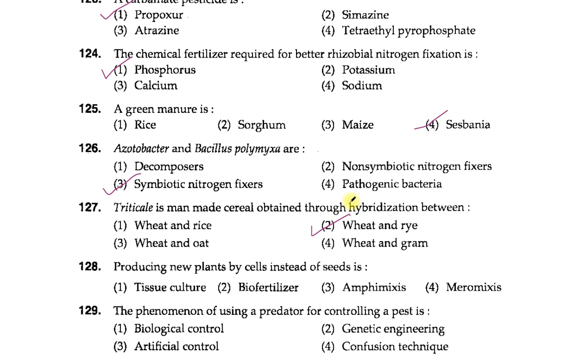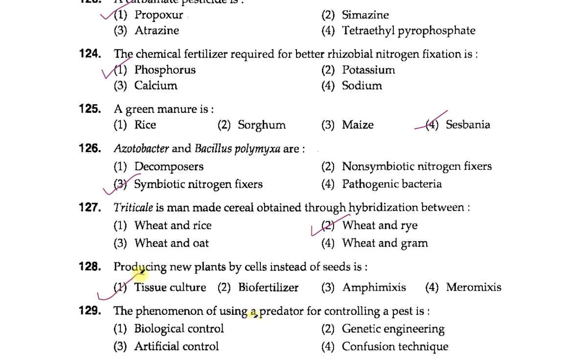Question number 128. Producing new plants from cells instead of seeds is 1. Tissue culture, 2. Biofertilizer, 3. Amphimixis, 4. Apomixis. The correct one is the first, tissue culture.